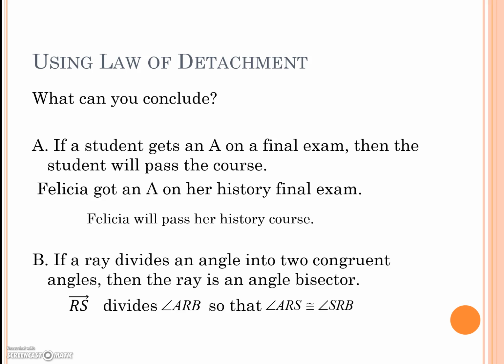Looking at something a little bit more math-like: if a ray divides an angle into two congruent angles, then the ray is an angle bisector. So now I'm getting more specific. In general, I know that the ray, if that happens, is an angle bisector. Now I'm saying that ray RS is dividing angle ARB so that we have two congruent angles. So now what you can say about that ray is that it is an angle bisector. So that's the first of our two laws, the law of detachment.